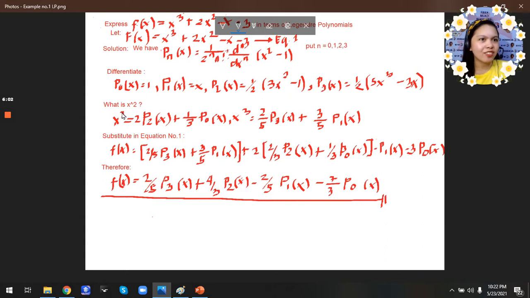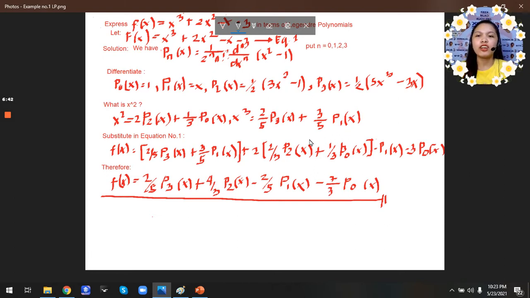So, what is x to the power of 2 in this part? x to the power of 2 is, you are going to multiply this P sub 2 here by 2 over 3. So you will get 2/3 P sub 2 of x plus 1/3 P sub 0 of x, and x to the power of 3 equals 2/5 P sub 3 of x plus 3/5 P sub 1 of x.